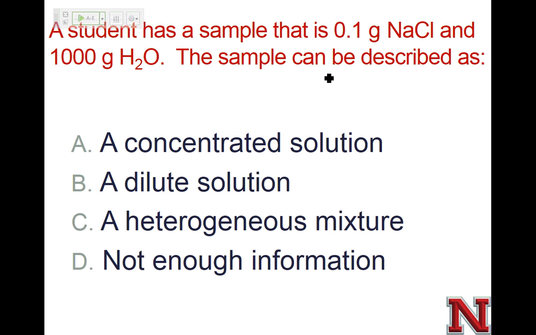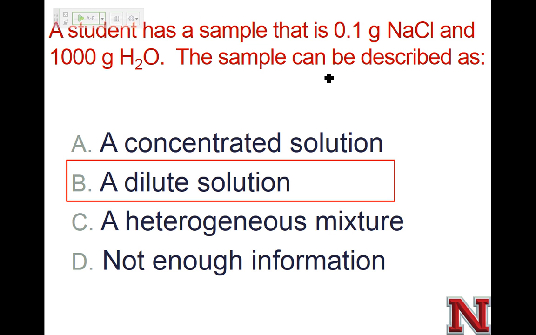So based on this question, clearly 1.1 gram in 1,000 grams of water is going to be fairly dilute. It's not very much salt compared with the amount of water that we have. And remember, heterogeneous mixture means we'd have two separate components. We don't have two separate components. You can't tell the difference between the salt and the water.